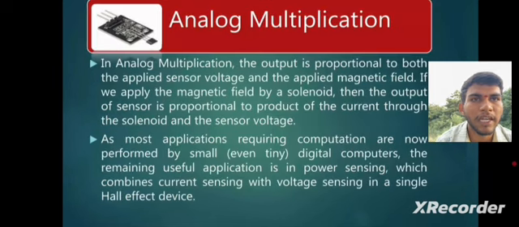Analog multiplication. In analog multiplication, the output is proportional to the product of the applied sensor voltage and the applied magnetic field. If we apply the magnetic field produced by the current, the output of the sensor is proportional to the current and the sensor voltage. Most applications require an amplifier. Another useful application is power sensing, which complements current sensing with voltage sensing in a single Hall effect device.